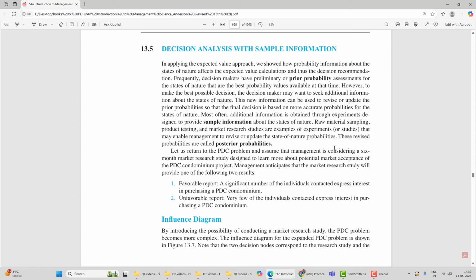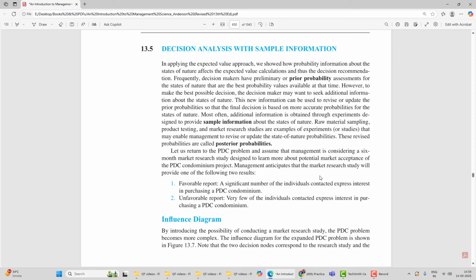So basically we already have prior probabilities, 80% and 20%. Now we are going for marketing research. We will get sample information and then we will get posterior probabilities. For this example, let us return to the PDC problem and assume that management is considering a 6-month market study designed to learn more about potential market acceptance of the PDC condominium project. So this is a clear-cut example of a market research study.